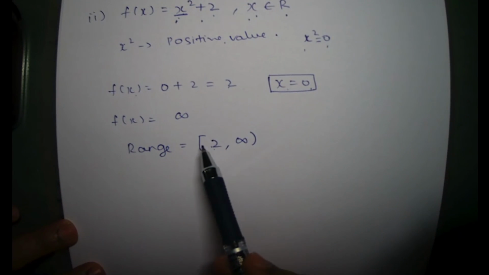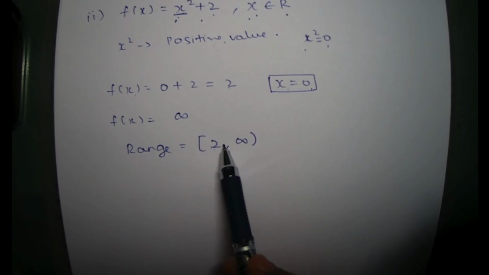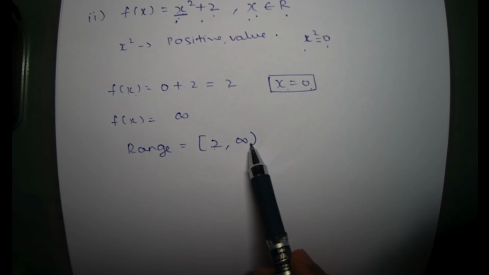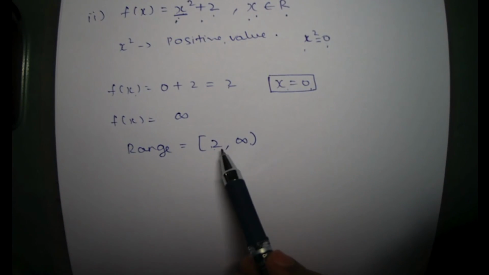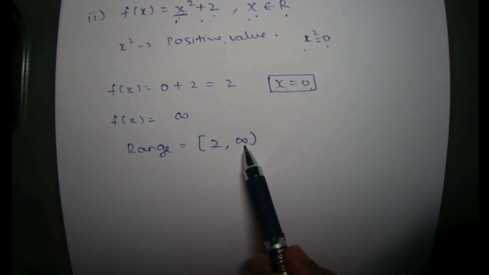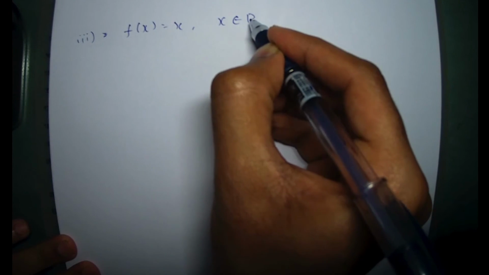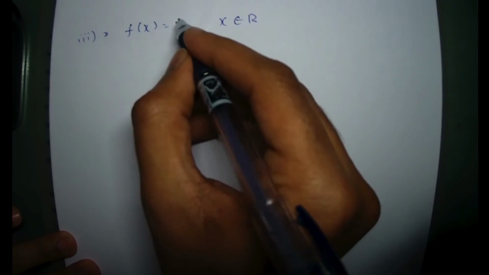So the trick to calculate range is to find the smallest and the largest value the function can take. When we find out the smallest and largest value the function can take, we can find out the range of the function. Coming to the third function, we have f of x equal to x, and x can be any real number. So this is a very simple question.